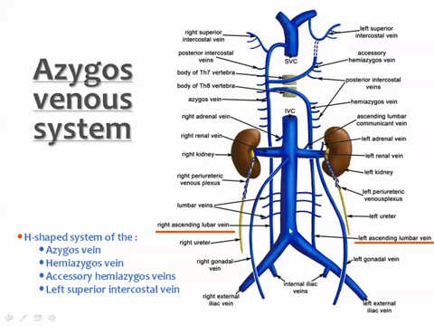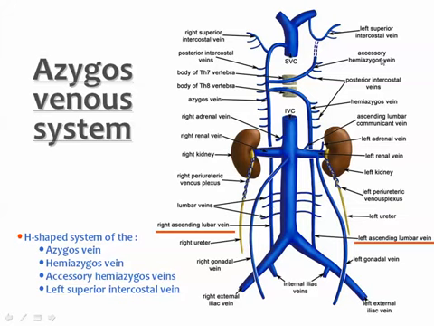You can see here that the azygos vein is formed mainly by the right ascending lumbar vein, and some of the intercostal veins, and it will drain into the superior vena cava approximately at the level of the dorsal vertebra. Then the hemiazygos vein is formed mainly by the left ascending lumbar vein, and some of the intercostals, and it will join the azygos vein at the level of the 8th dorsal vertebra.